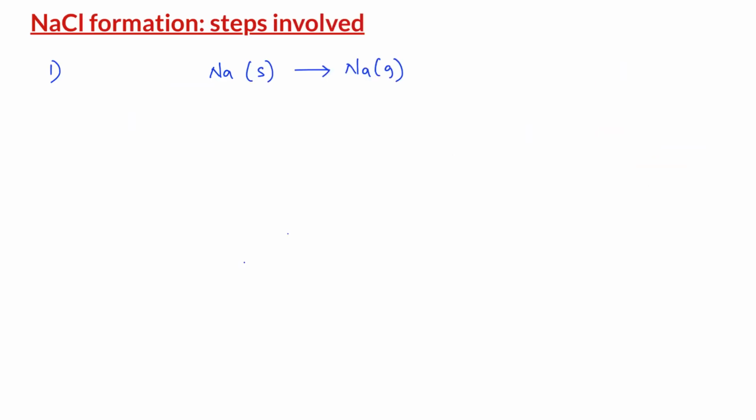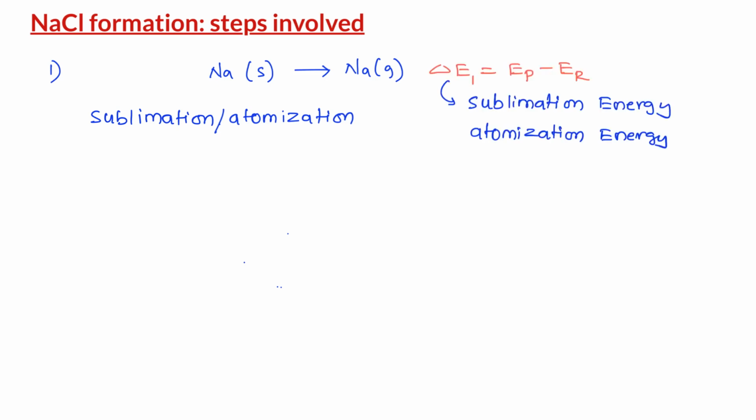First, sodium in its solid state is converted into a gaseous form. The physical process where you convert a solid metal into gaseous metal atoms is referred to as sublimation or atomization. This process usually requires energy, and the energy required is called sublimation energy or atomization energy. For sodium, the sublimation energy is 107 kilojoules per mole.